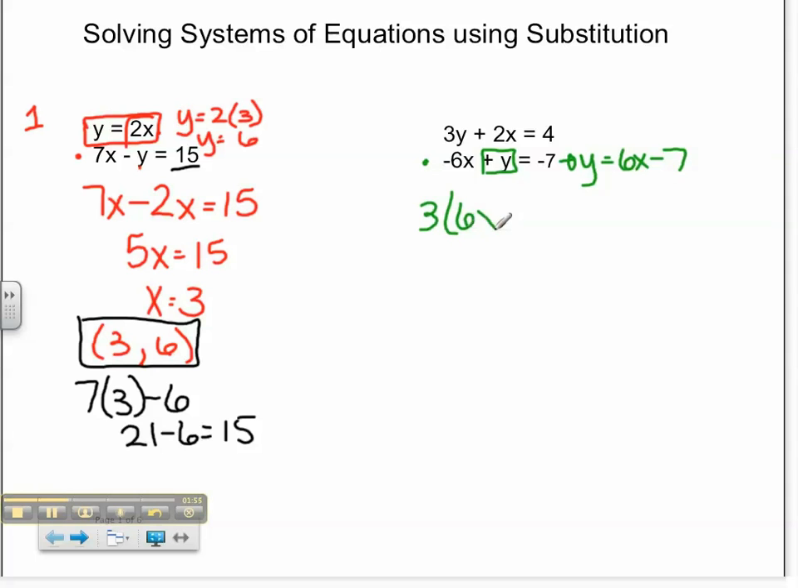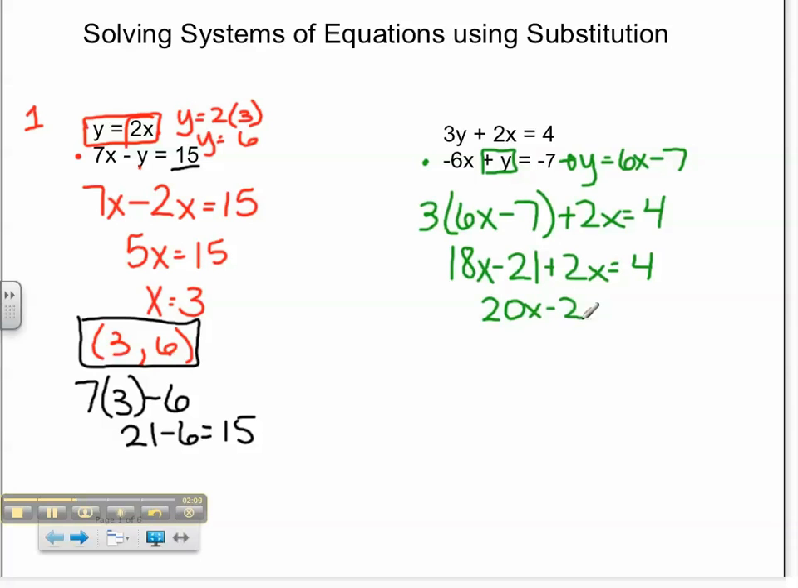3 times (6x minus 7) plus 2x is equal to 4. I combine like terms to get 18x minus 21 plus 2x equals 4. 20x minus 21 equals 4, and 20x is equal to 25. I know that x is equal to 25 twentieths, which reduces to 5 fourths, or 1 1/4.